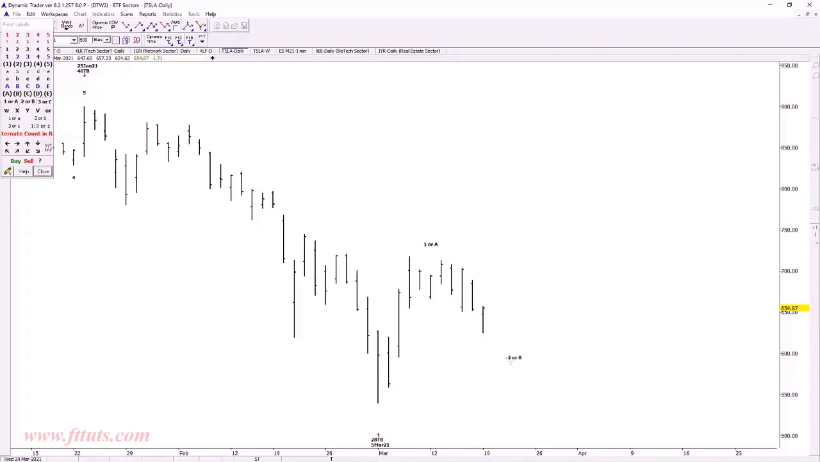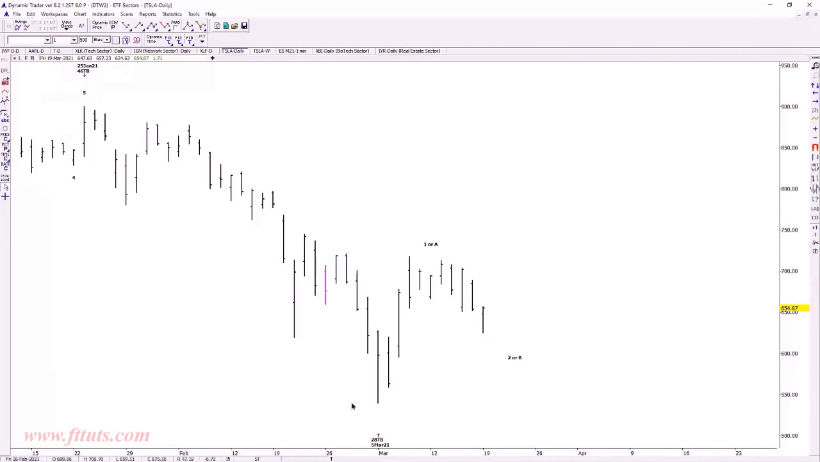I don't know if this one's done, but we'll just put that there, that this is a probable 1 or A, probable 2 or B. What does that mean? Well, it means at some point we'll make a swing low here, and then we'll come up to test or exceed what I got labeled a wave 1 or A.